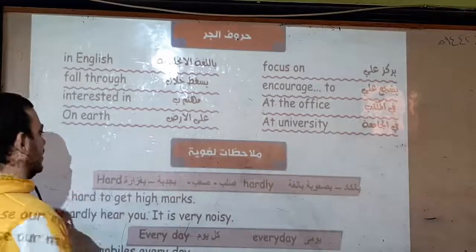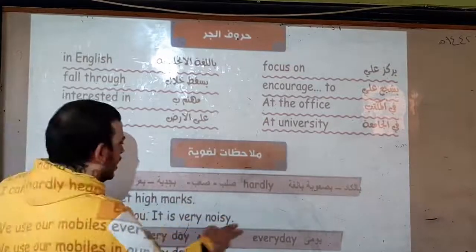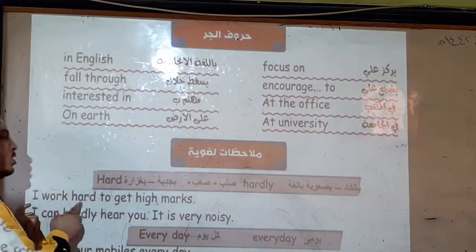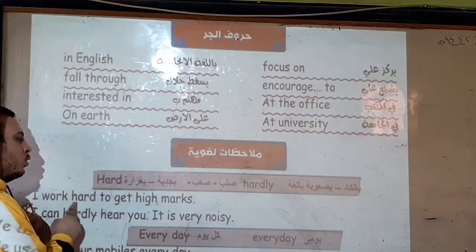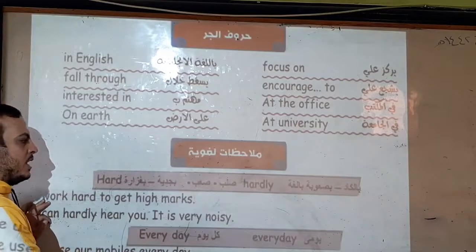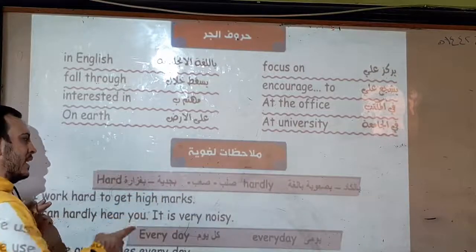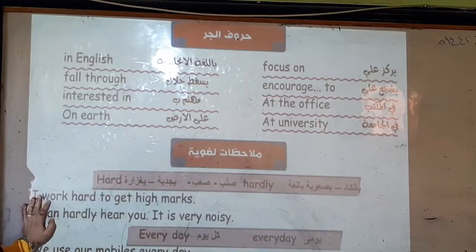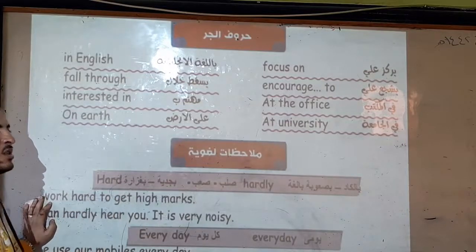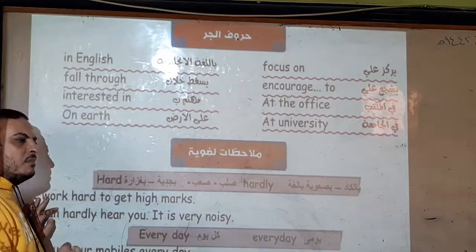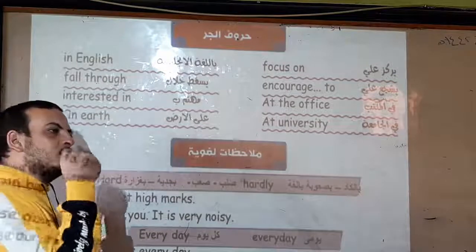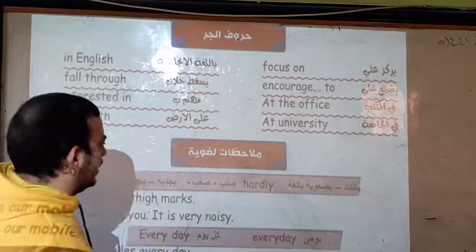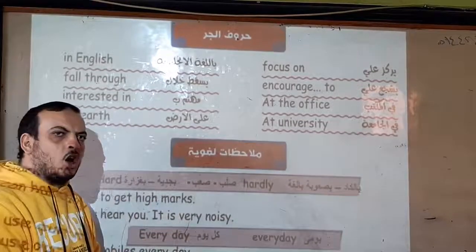A note on vocabulary: hard, hardly. Hard can be an adjective and also can be an adverb. This is very interesting. I work hard. Now it is an adverb. I work hard to get high marks. But hard can also be an adjective, for example: the exam is hard; a hard brush, which is hard; hard and soft.